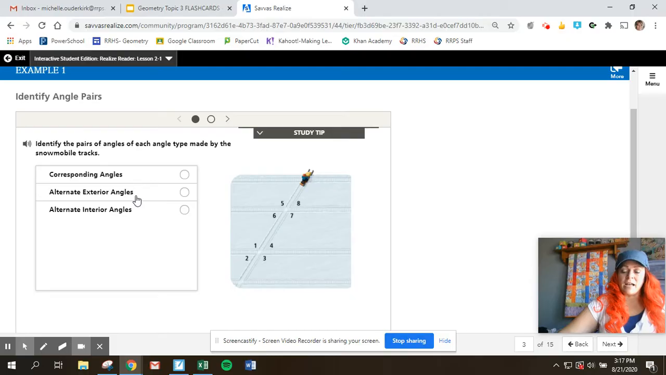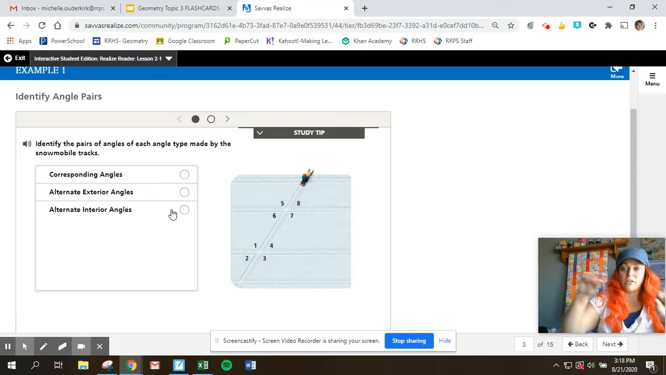Alternate exterior. I want you to think of alternate as like opposite, like diagonal kitty corner. So exterior means outside the line. So not inside, but like on the outside of the parallel lines. So if I said 5, see how it's on the outside? The opposite or alternate would be 3, because 3 and 5 are exterior and they're alternate. So alternate exterior angles. Can you see another pair? If I said angle 8, hopefully you know it's angle 2. Those are alternate exterior, and you can click on that and see the pairs as well.